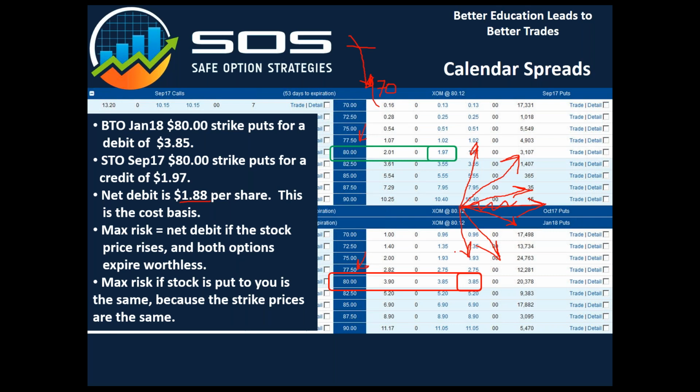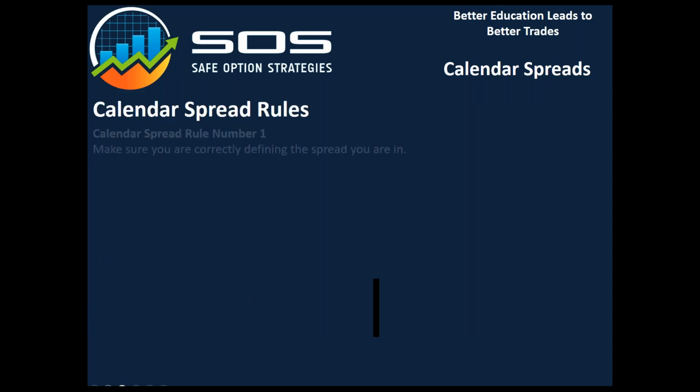When you're in a horizontal calendar spread, this is the good direction, and either of these is the wrong direction, and either one could require an adjustment. We'll talk a lot more about that also in the next class.